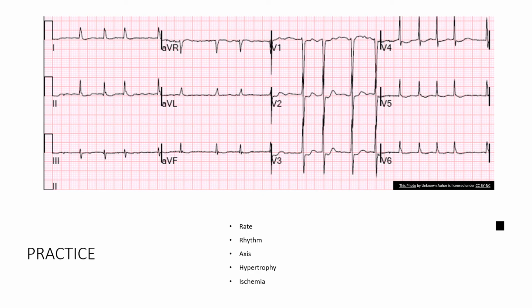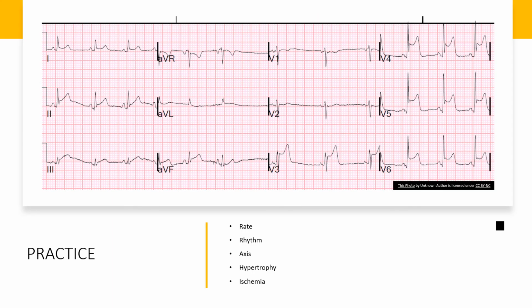And I forgot one last thing. We didn't check axis, but we're upright in 1 and AVF, so it looks like this is a normal axis rhythm. Okay, same thing. Let's read the ECG and come back when we think we know what's going on.